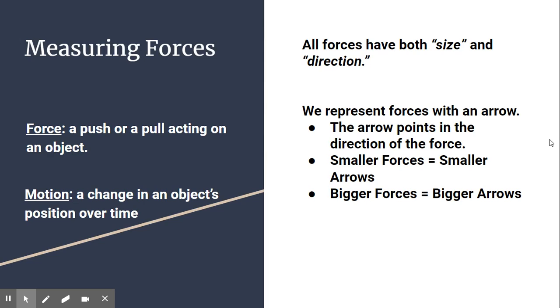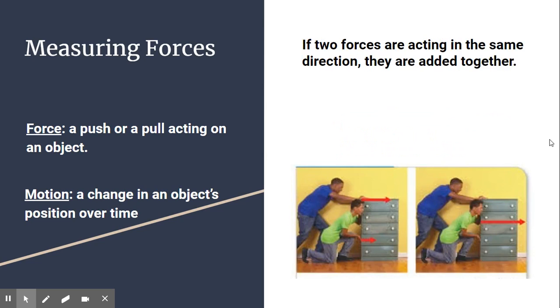Sometimes there's more than one force that acts on an object. If both forces are acting in the same direction, they are added together. In this example, you can see that there's 2 people pushing a dresser. One person is pushing the dresser from the top, and another one is pushing it from the bottom.